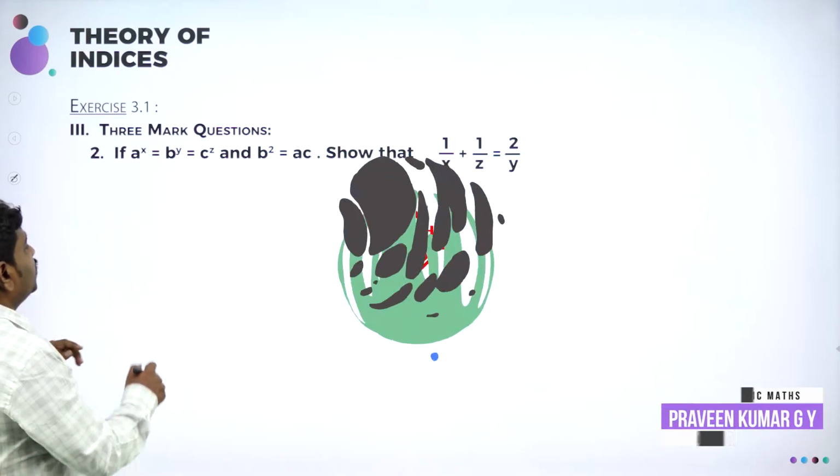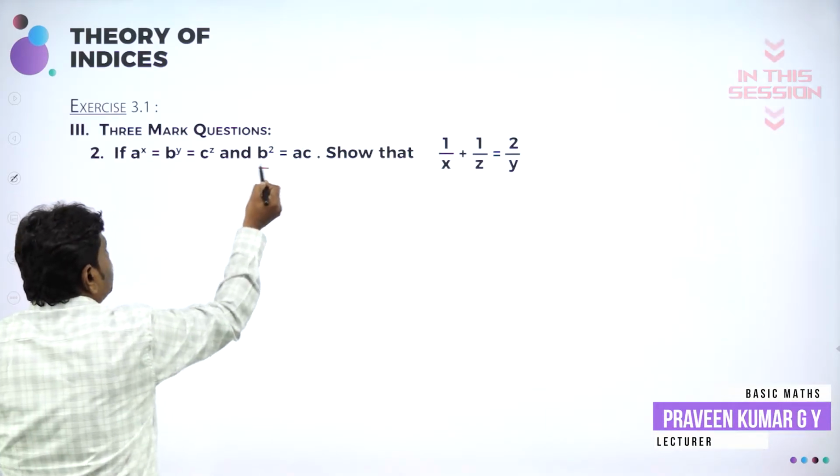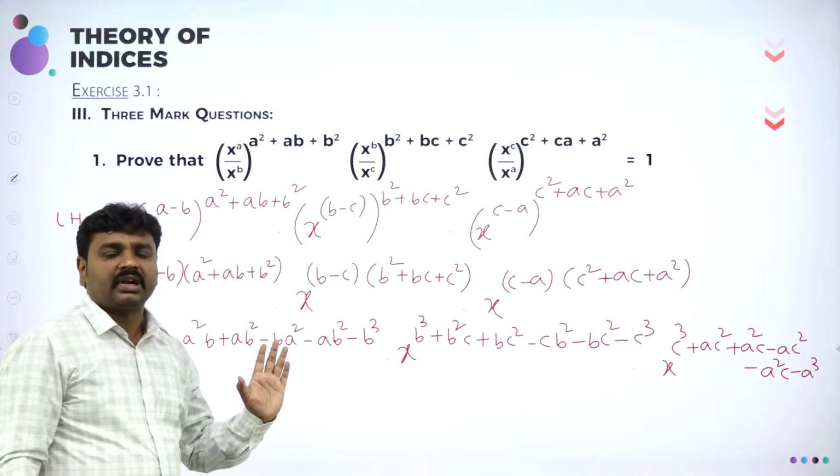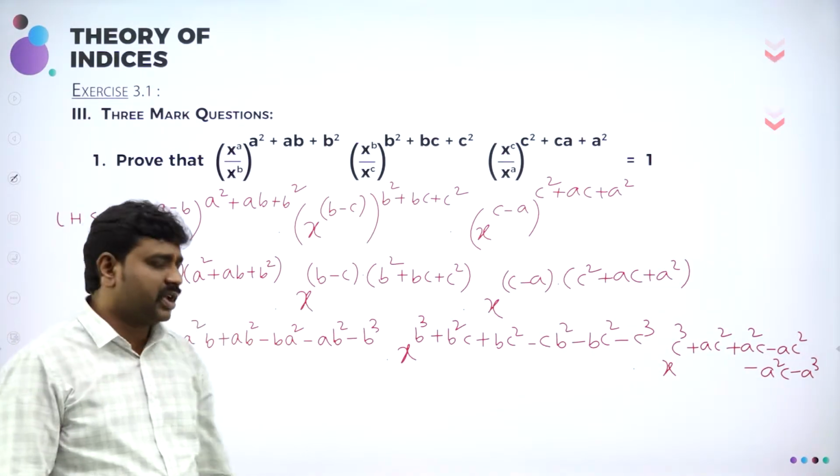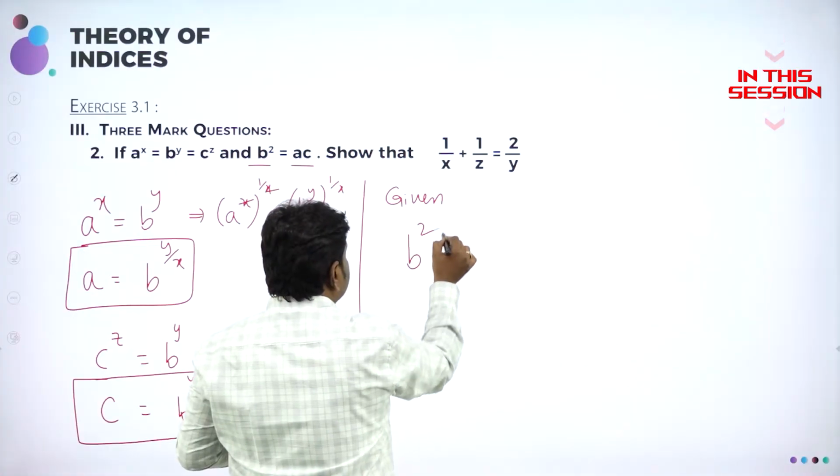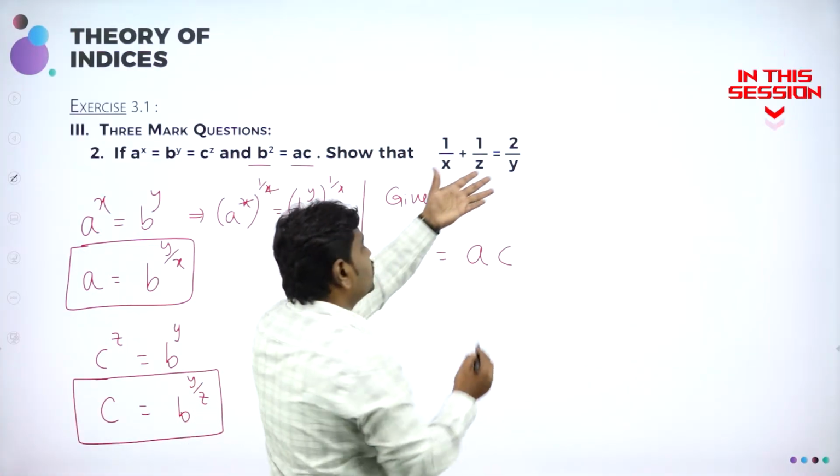Get every term in terms of one base. Here I will decide b is the base. I will make the bases the same. It is in the form a^m into a^n. All of you know a^m into a^n is a^(m+n). b square is equal to ac. Take the given condition and arrive at this result.